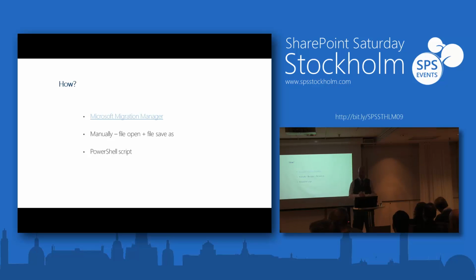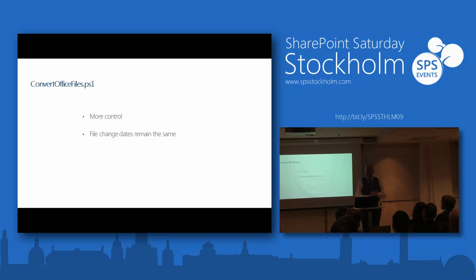And then there's the PowerShell script, which also will take you some time, because this is Office automation that I'm showing you. There are third-party libraries that can do this for you also, but we're using just the PowerShell script here. And that does exactly the same thing. It does file open and save as. So this Convert Office Files PS1 that I'm going to show you gives a bit more control, of course.